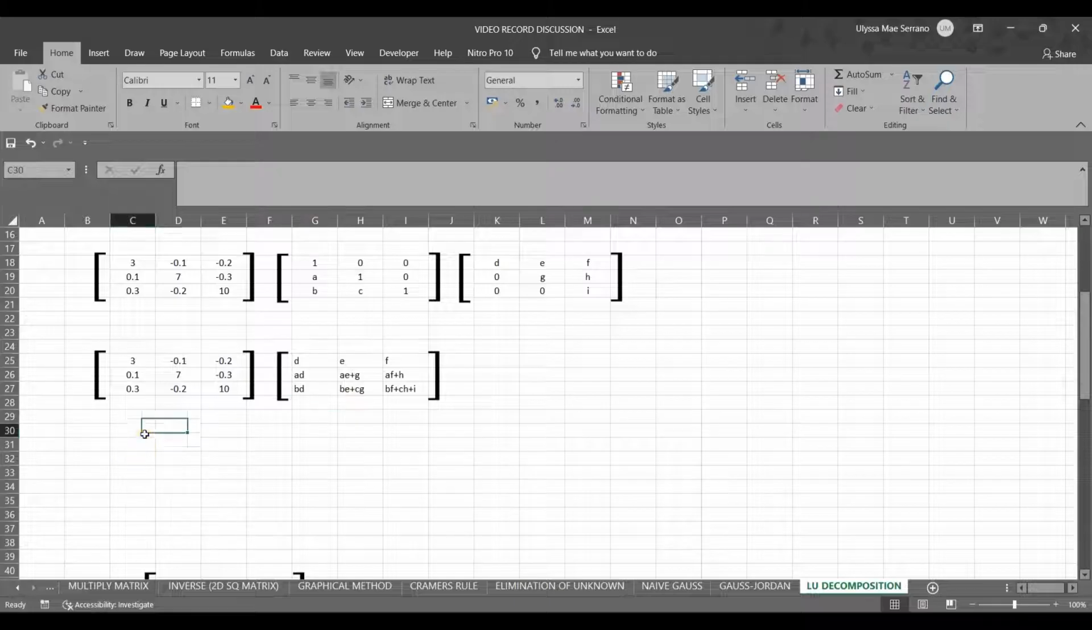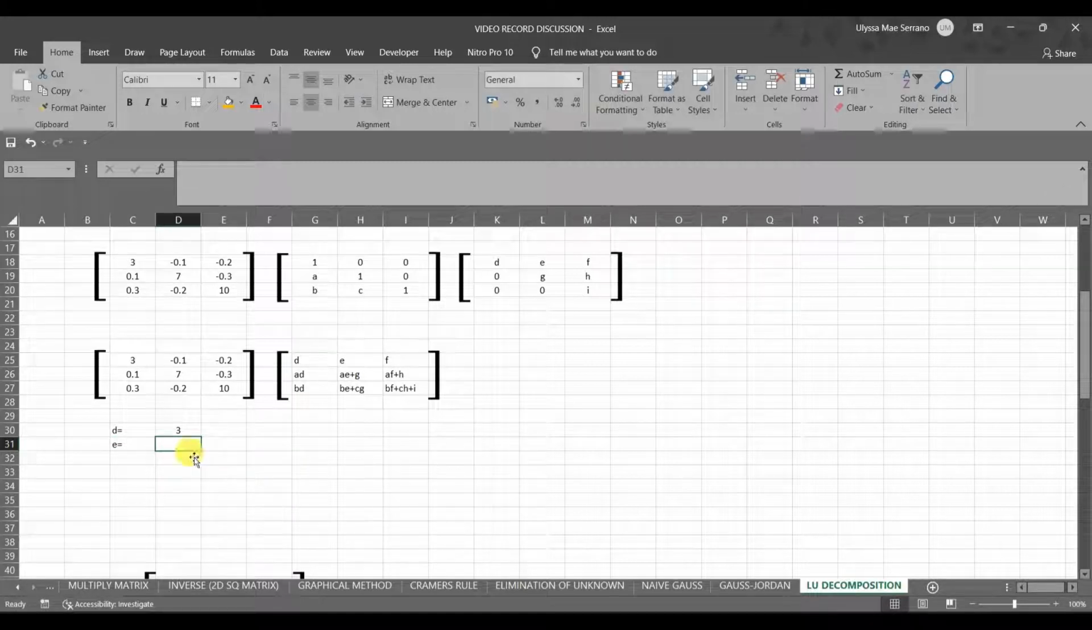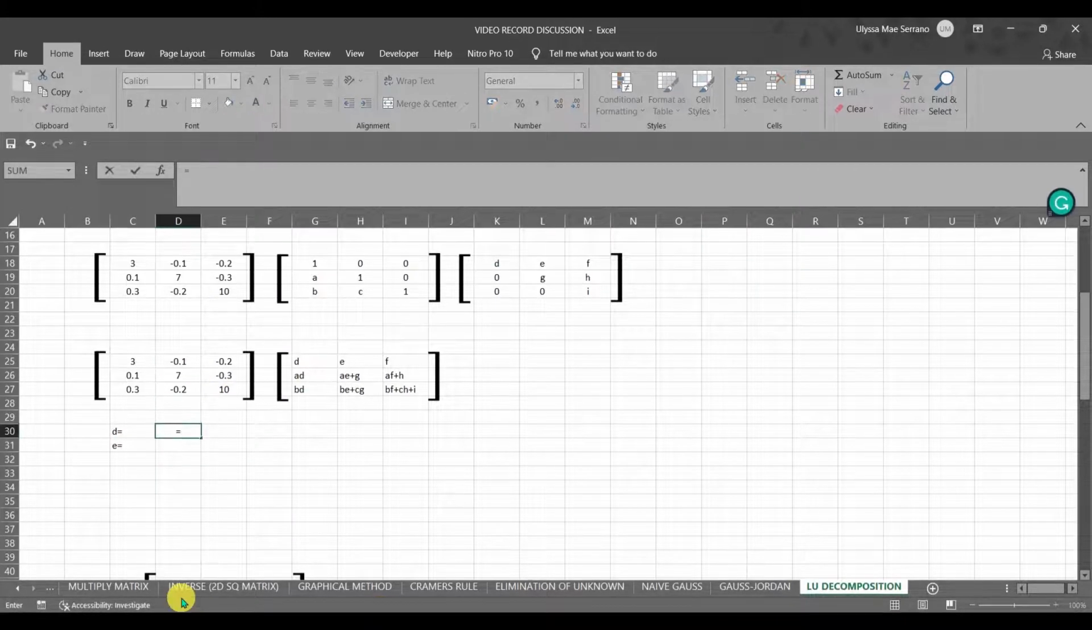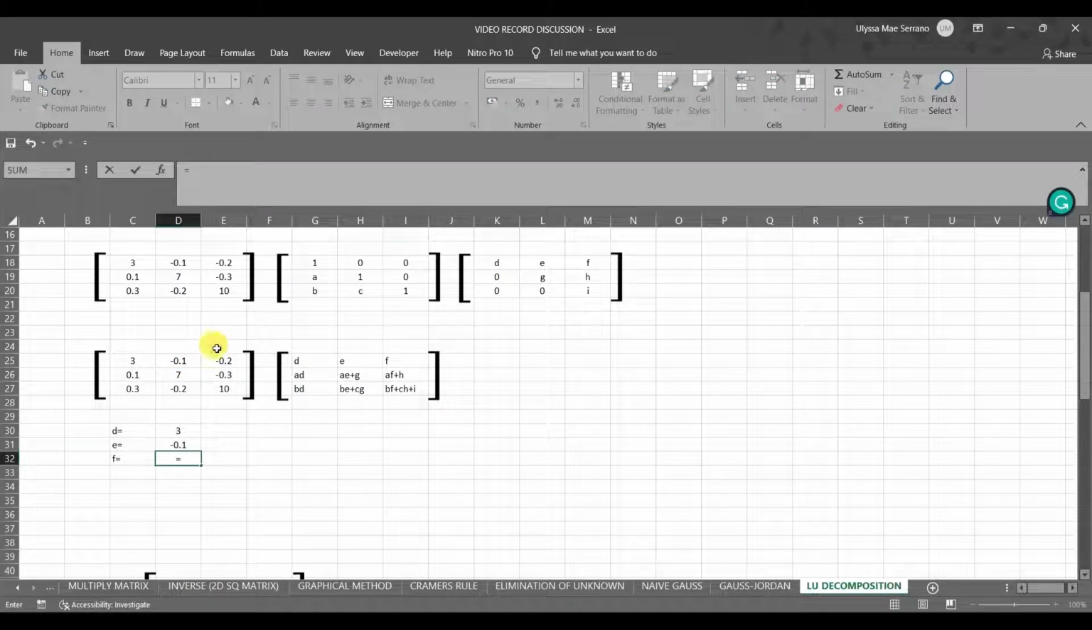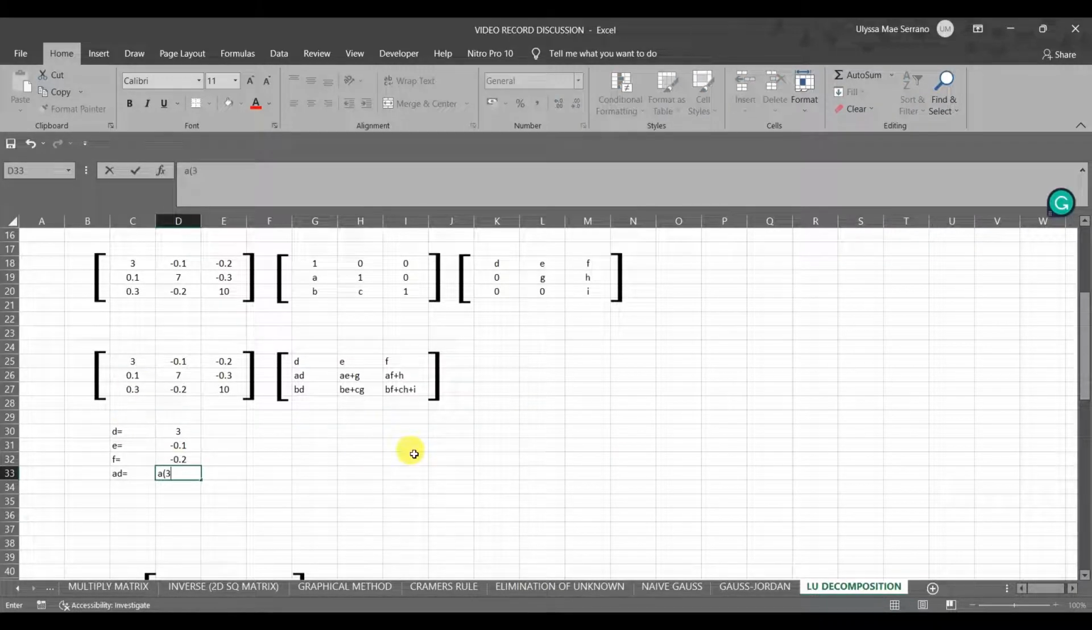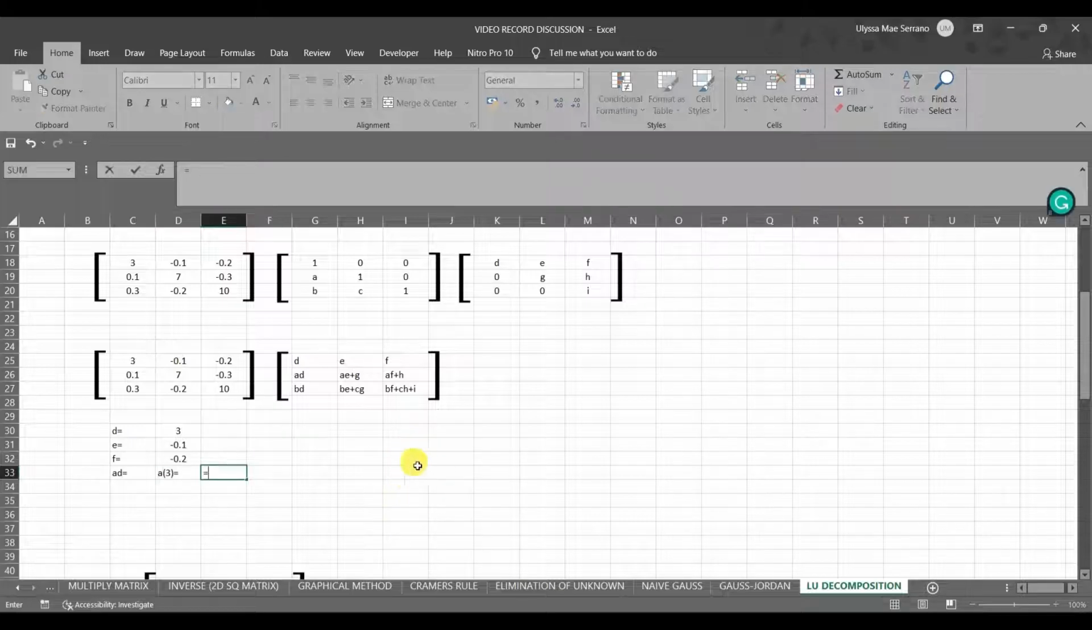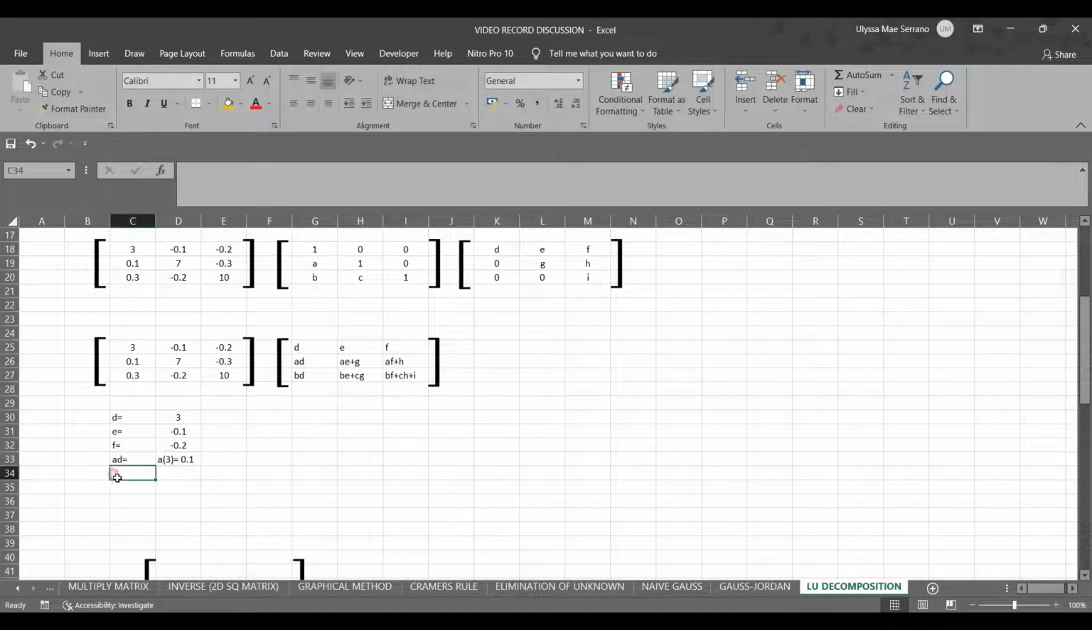So, equating them, we will have first D is equal to 3. For E equals negative 0.1, and for F, it will be negative 0.2. So, AD will be A multiplied by the value of D, which is 3, and this will be equal to 0.10. So, we will be able to find the value of A equal to 0.1 divided by the value of D.